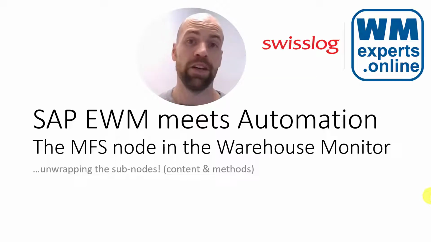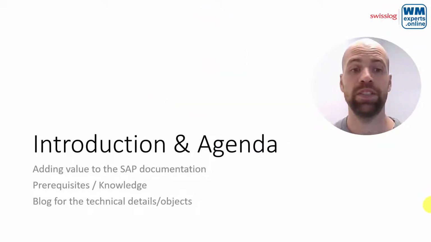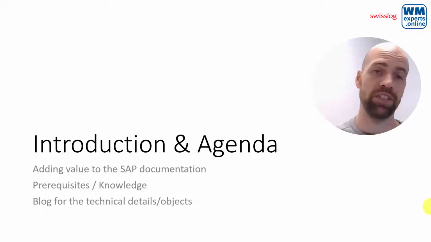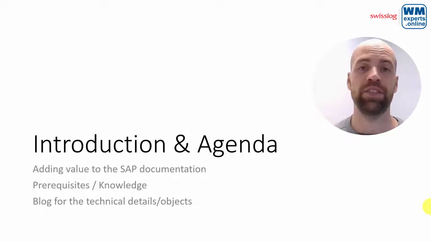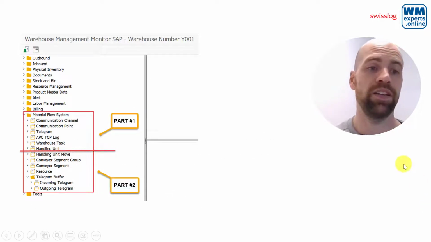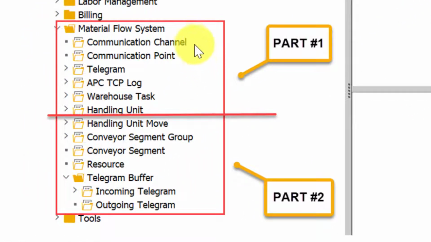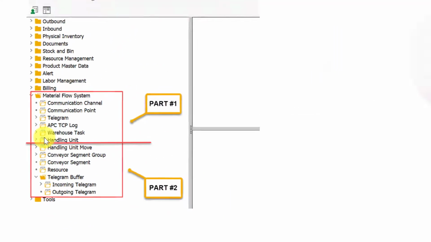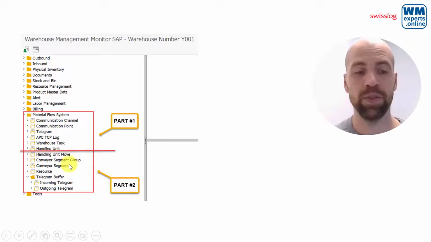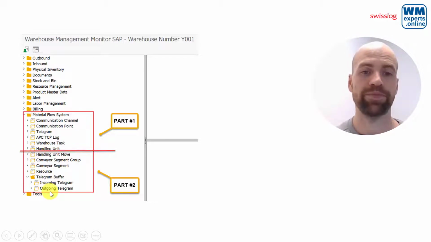For those of you who haven't watched the first part of this video about the EWM MFS monitor node, I would suggest to go back to the first video of the series, which I link here at the top of the video, where we look at the first nodes under the MFS node in the monitor. So we already checked the nodes communication channel up until handling unit. In this video, we will look at the nodes from handling unit move up until the telegram buffer.